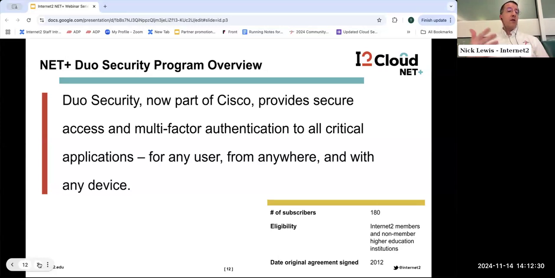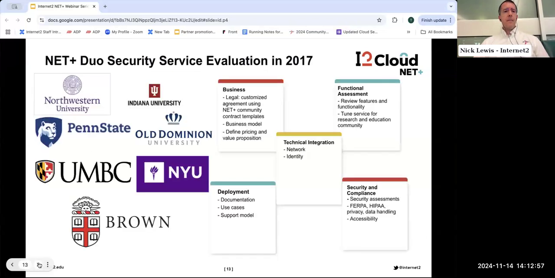And so I assume most of you have heard of it because it's been around for so long. We've got 180 plus subscribers to the program. And some of the campuses have been part of the program for 10 plus years. And so it's been a very long-standing program with broad adoption across the community. The program is open to Internet2 members, non-members, and the research and education community. Next slide, please.